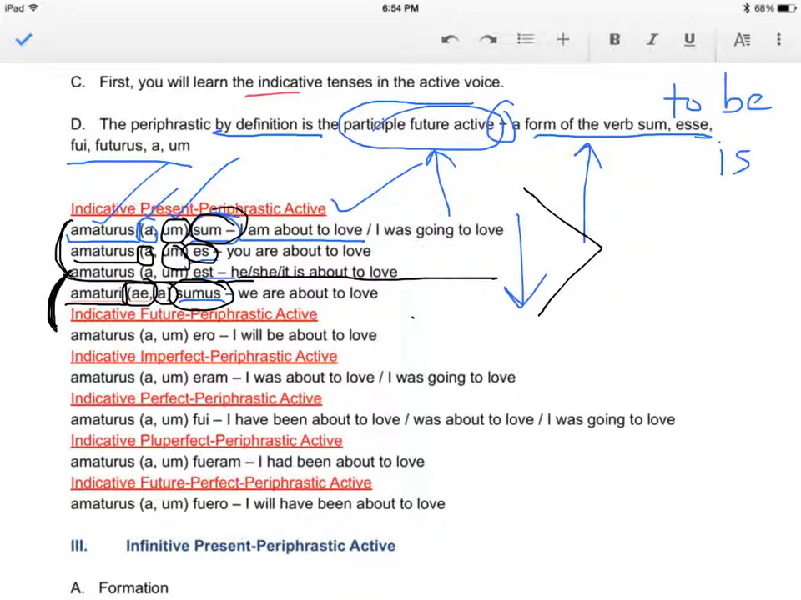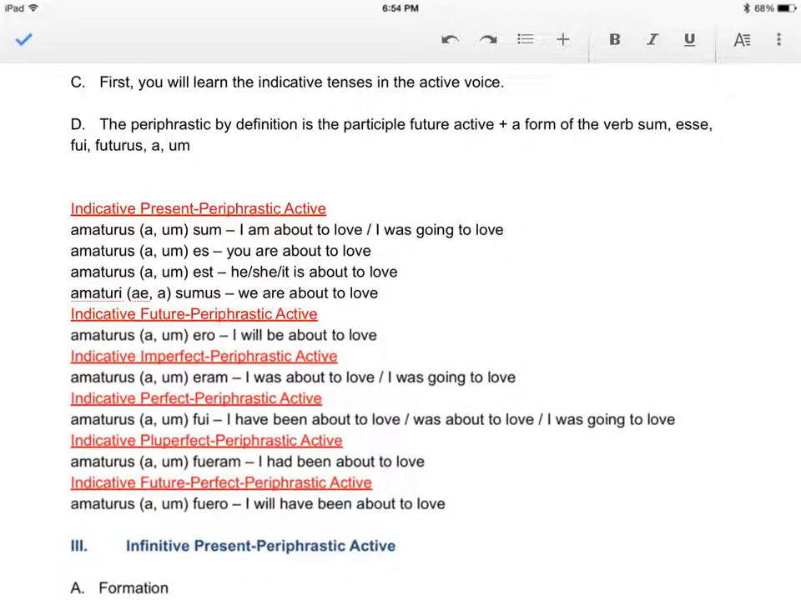You can do it in all the different tenses. So look right here, the next example is the indicative future periphrastic active. You take the amaturus, or amatura, or amaturum, and remember that has to be singular or plural, masculine, feminine, or neuter, depending on the subject. And then you add ero. That's the indicative future active of the verb to be. So it's always the participle future active plus a form of the verb to be.